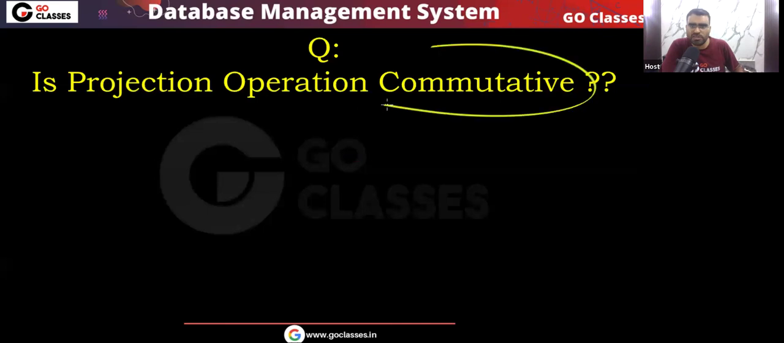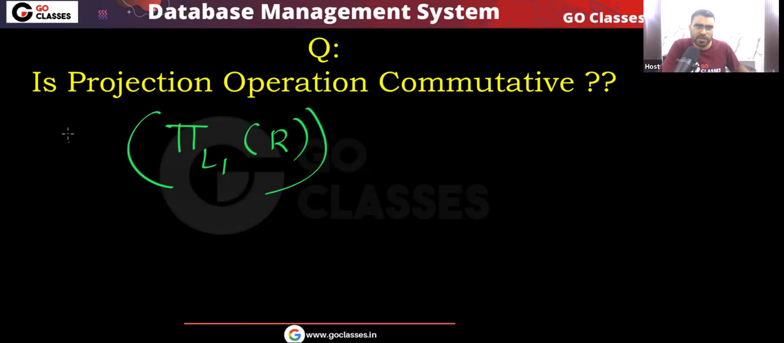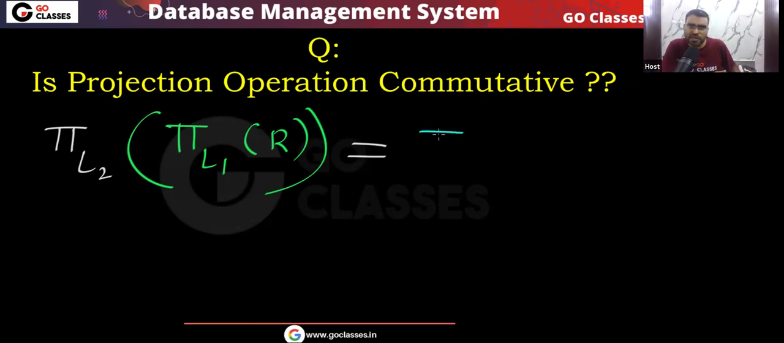Is the projection operation commutative? Please tell me. Is the projection operation commutative? What I want to ask is about pi. First, let's assume I apply some attribute list on R, and then I apply some other attribute list. Can I say this will be the same? Can I say this will be the same if I do L1 here and L2 there?